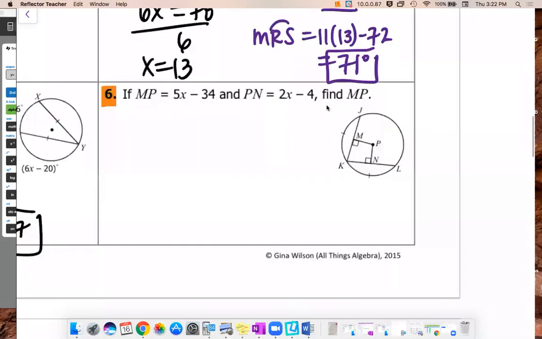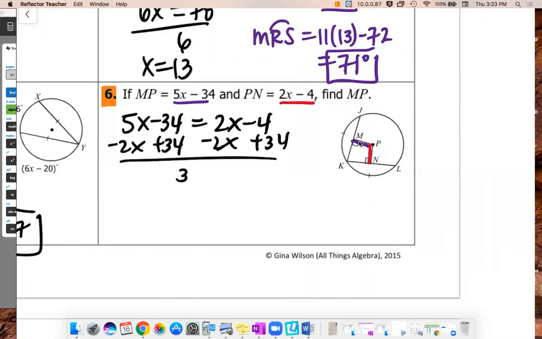Okay, so this one, it says find MP. So we're looking for this little length right here. Or no, if MP equals 5x minus 34 and PN equals 2x minus 4, find MP. So this is one of those rules where it says if these radii are perpendicular to the chords, then that means that they're equidistant from the center. So that means that these two lengths have to be equal to each other. So in order to solve this problem, you just take 5x minus 34 and set it equal to 2x minus 4. And then you do some algebra.